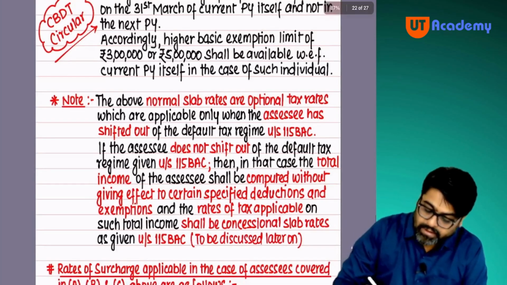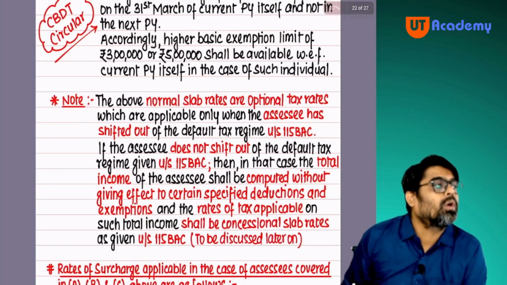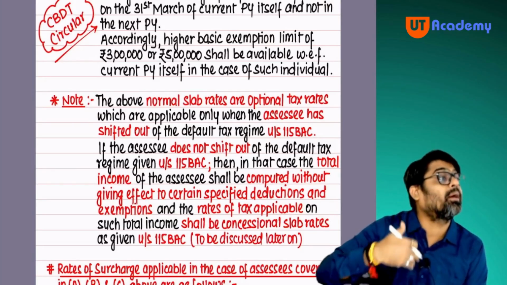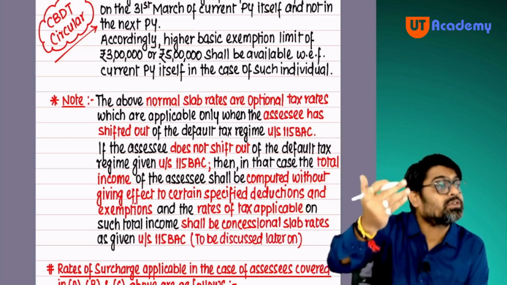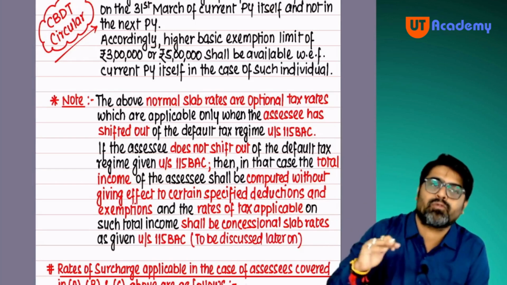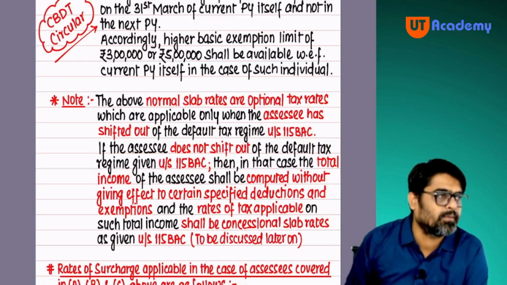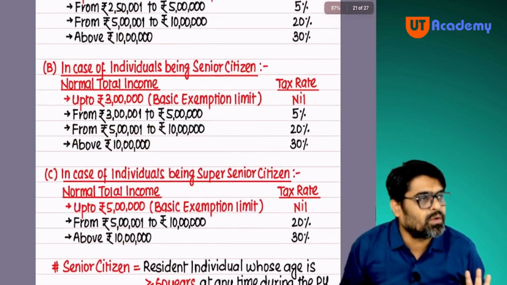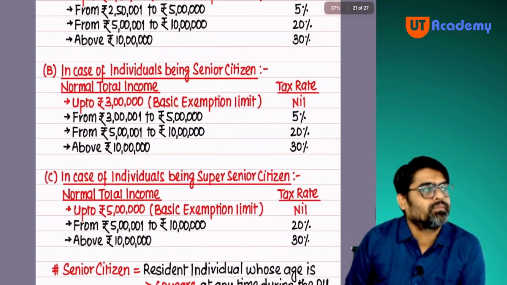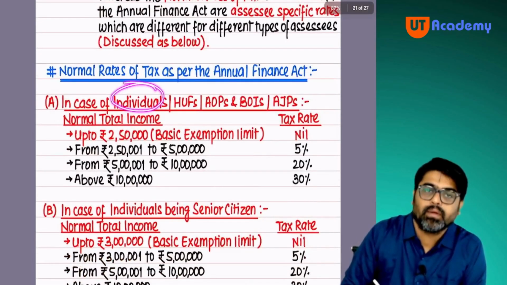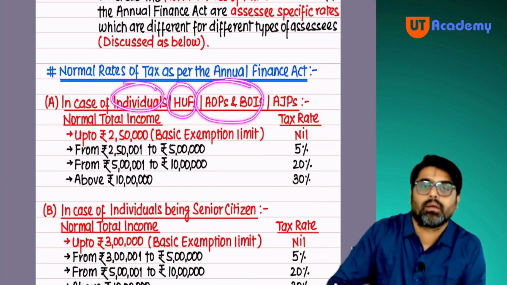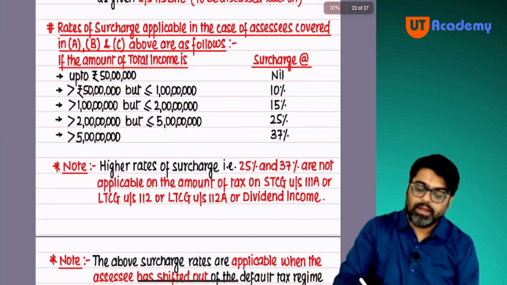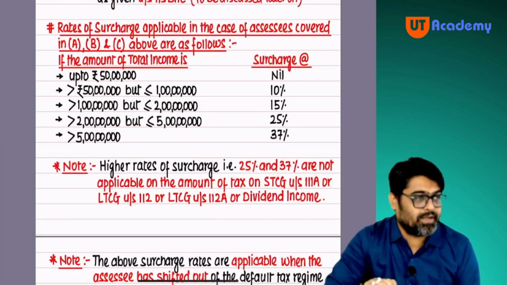Okay. Now tell me, did you understand this note? So we are discussing the tax rates as if we have shifted out of the default tax regime. Meaning we are not following 115BAC, then these tax rates are applicable. Understood or no? 115BAC is applicable for whom? It is applicable for... Yes or no? Now pay attention. Now see, what will be the surcharge rate?